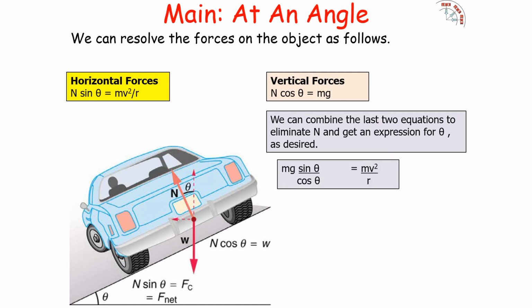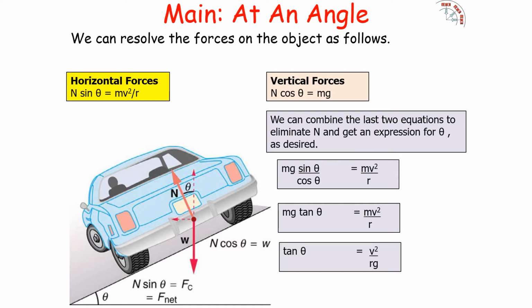So you would say that mg sine theta over cos theta equals mv squared over r. Now you can work that through, and therefore we can say mg tan theta is equal to mv squared over r, because sine theta over cos theta is equal to tan theta. We can cancel through our values of m, so we get tan theta is equal to v squared over rg, so therefore theta is equal to inverse tan of v squared over rg.